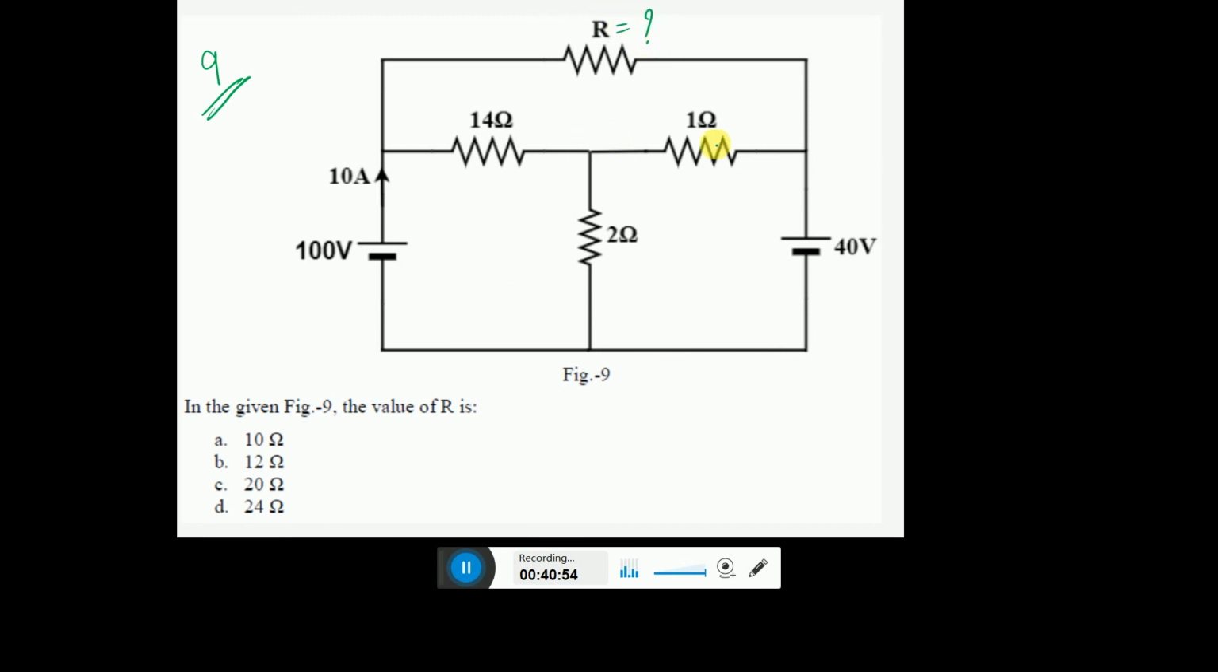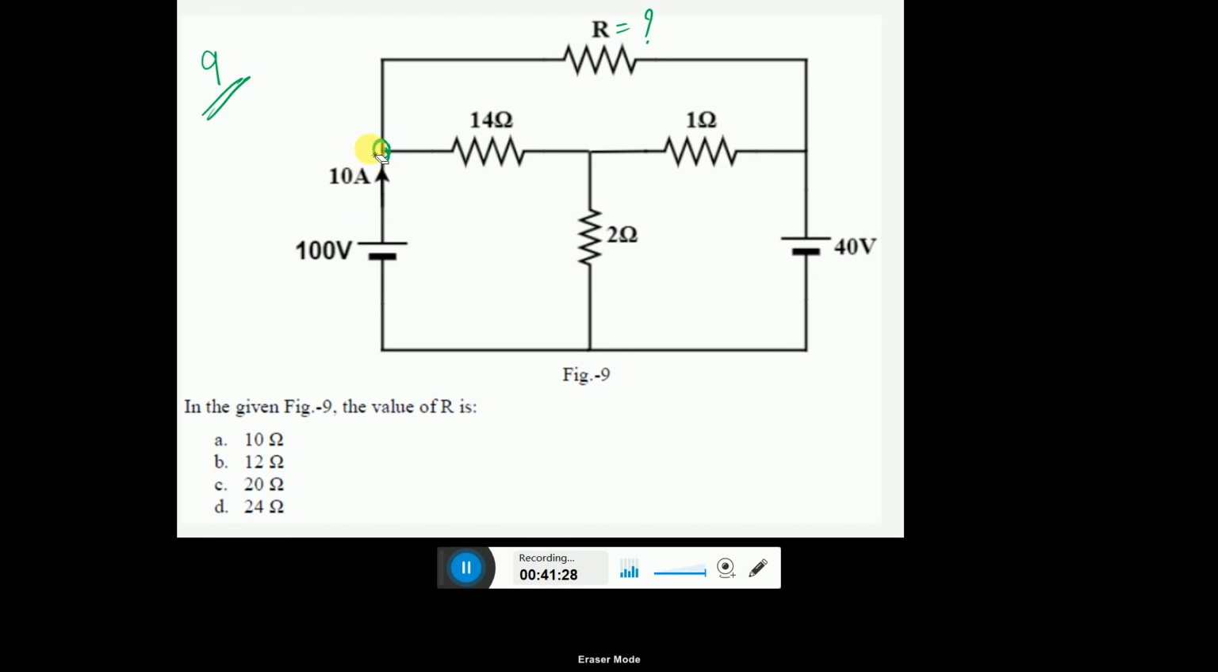That means the 10 ampere is the current flowing in this branch, given to you. Now this problem is assigned to you to solve using node analysis and also mesh analysis. Let us do the same problem using node analysis, and then using mesh analysis, and then find the value of R. The answer should be the same, right? So let us choose node analysis.